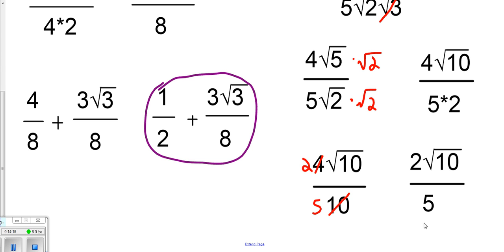Because this is a whole number, it can't cancel out with a radical. It can cancel out with this whole number coefficient. So these are the only pieces that can cancel out. This could cancel out if there was a radical down here, but we got it so there's no radicals here. So this will be your final answer.